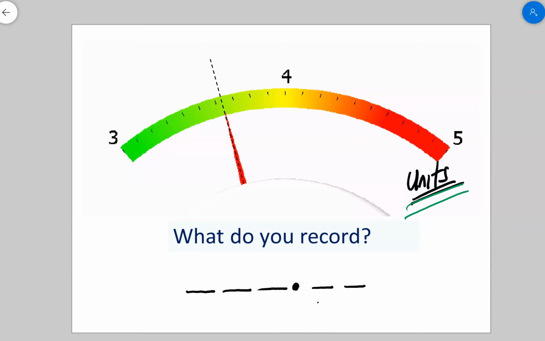Well, the rule is write down every digit that you know for sure. We know that this thing is going to be between 3 and 4, so we can get rid of that and we can get rid of that. So the first digit that we know for sure is 3 units.